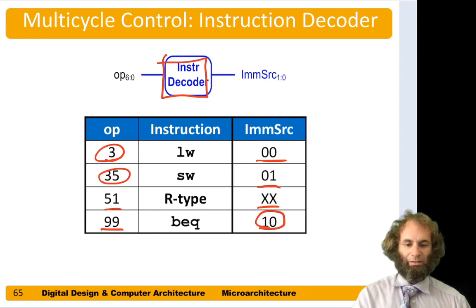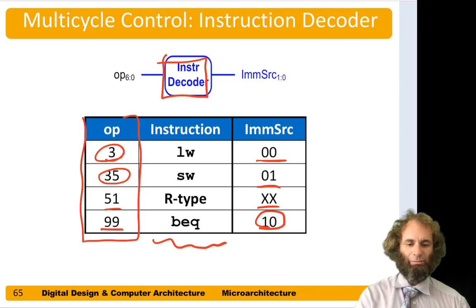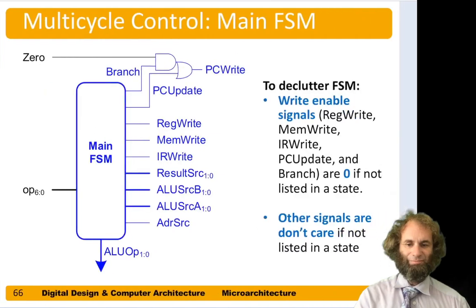And the instruction name here, of course, doesn't actually mean anything to the truth table. It's just to make it easier for the human to read. This is simply some combinational logic that looks at the 7 bits of op and produces 2 bits of output. Now, let's design the multi-cycle main FSM.